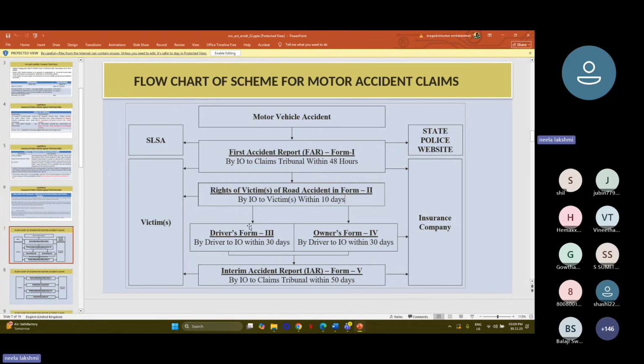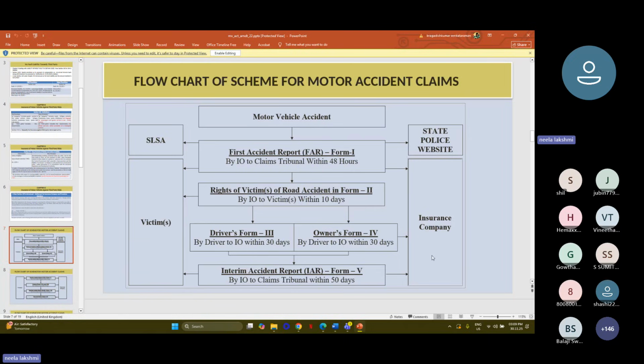Next flow is preparing Form number 3 and 4. Both of these forms are prepared by the IO, the investigation officer. Form 3 is submitted by the driver. The details of the driver, name, address, Aadhaar, driving license details, etc., are given by the driver to the IO in Form number 3 within 30 days of the accident.